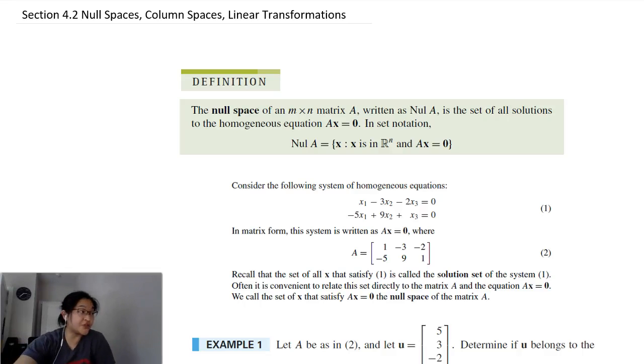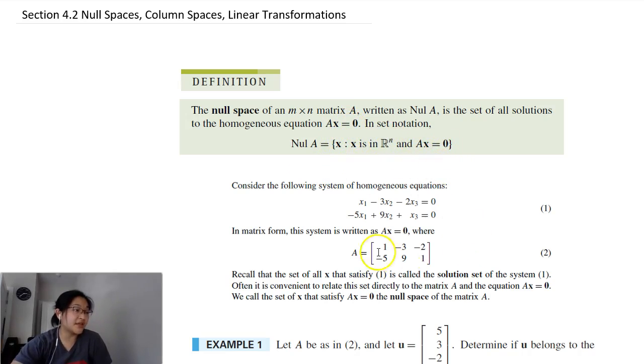At section 4.2 on null spaces, column spaces, and linear transformations. So the null space of our m by n matrix A is the set of all solutions of our homogeneous equation Ax equals our zero vector, and in set notation it says the same thing: x such that x is in Rn and Ax equals our zero vector.